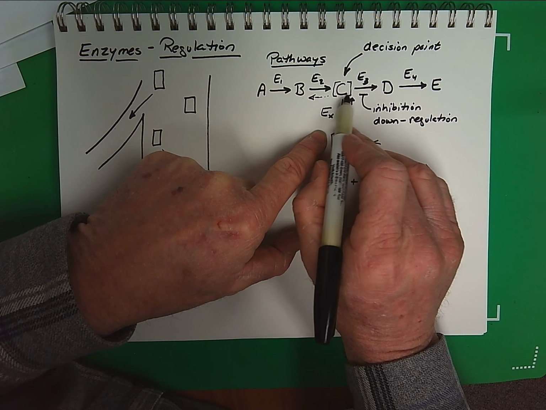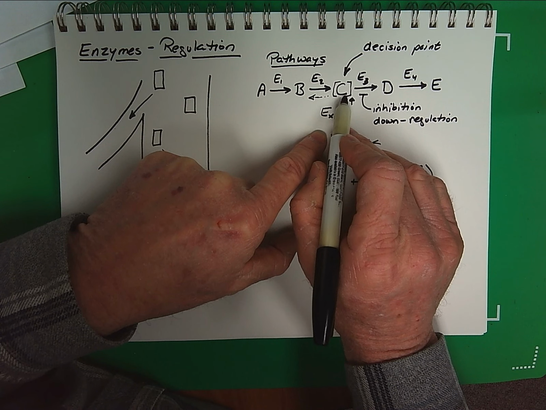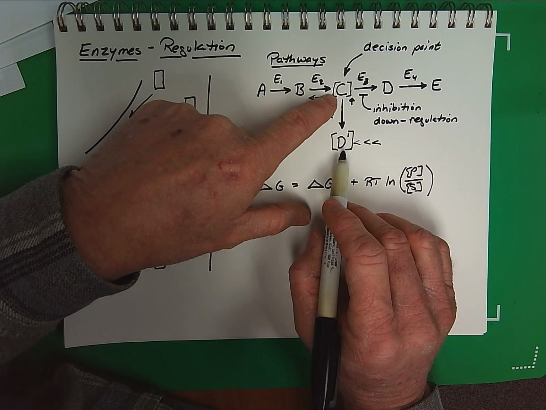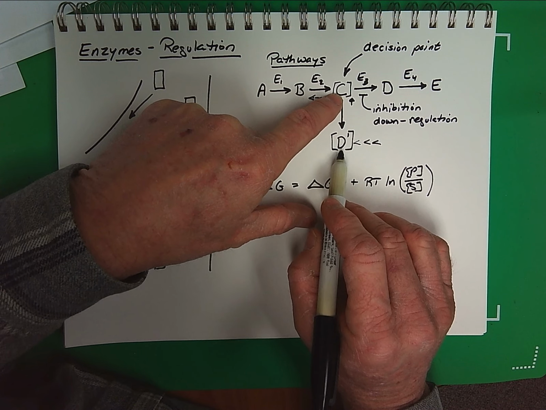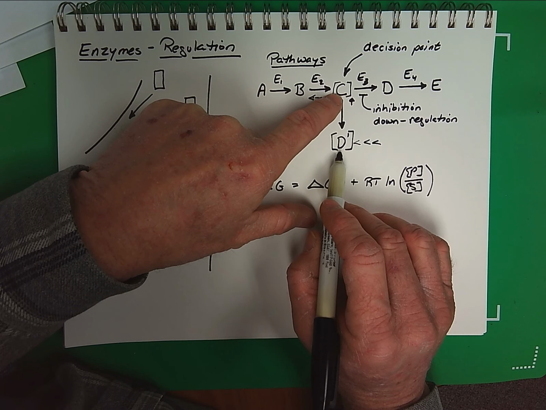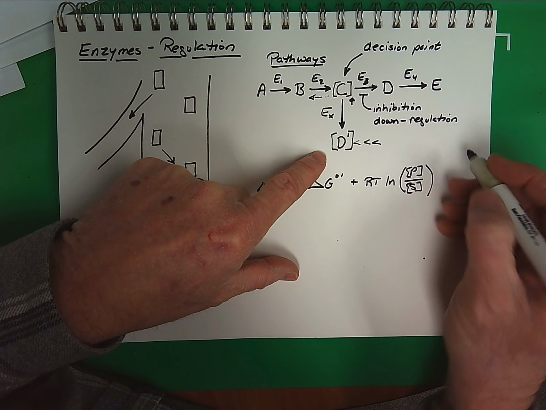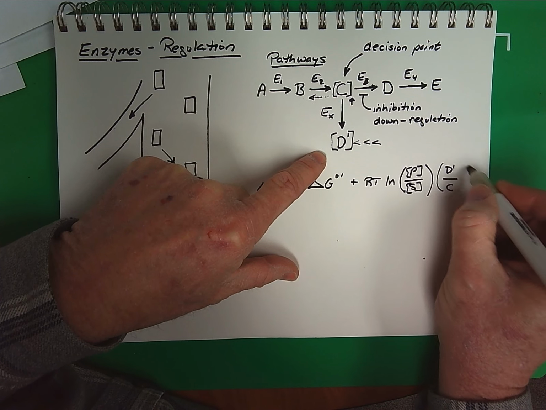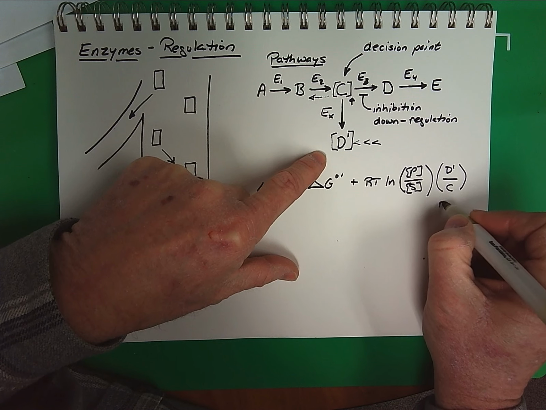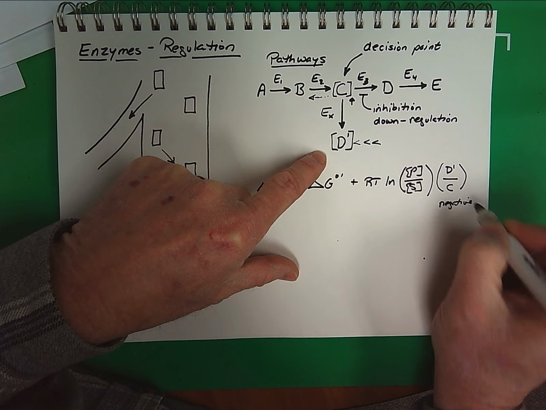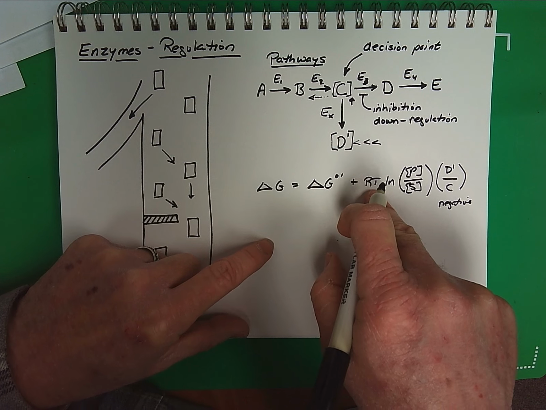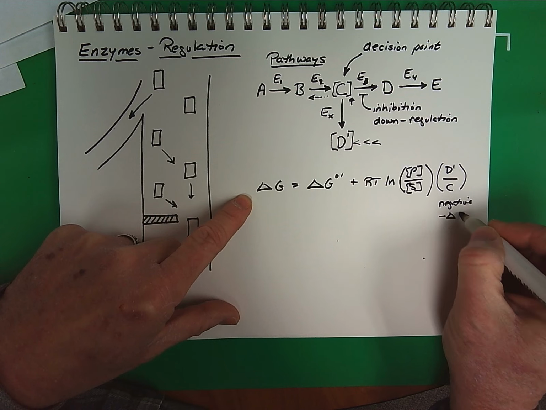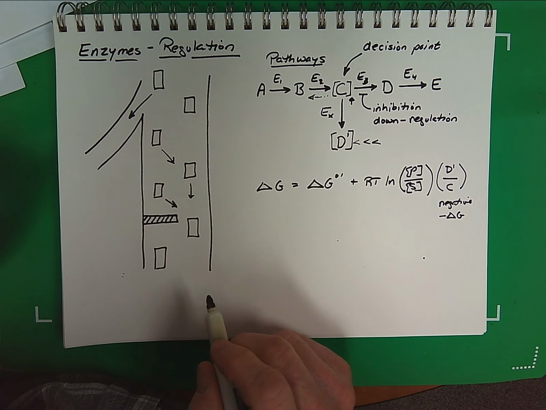We inhibit E3, building up the concentration of C, substrate, and now we have a very large difference between this substrate C and our product D prime. That means if we make pre-D prime substrate C, this is going to be a large negative number multiplied by the gas constant and temperature, offsetting the standard free energy, making this a negative delta G in the alternative direction.